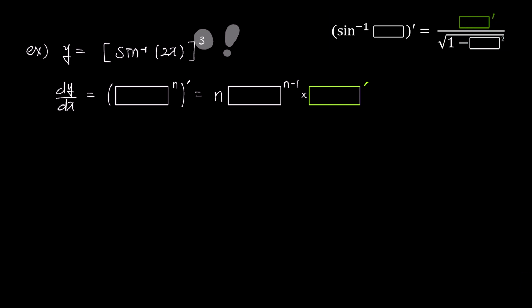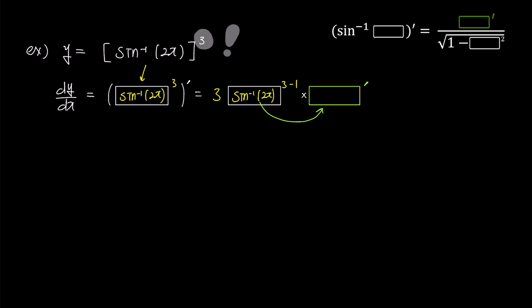What should we put inside the box? We should put inverse sine 2x in the box, right? And the exponent value n is 3 as given in the problem. Let's change the n on the right side to 3 as well, and write 3 minus 1 as the exponent of the box. Also, put inverse sine 2x in the box, which is the same term as the one on the left side, and differentiate it to put in the green box prime at the back. Now we can find the answer.